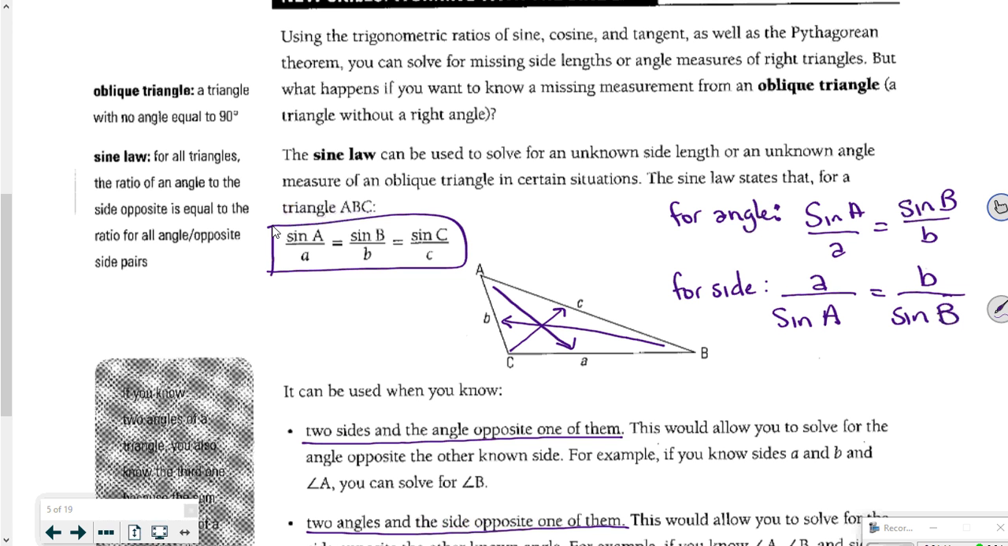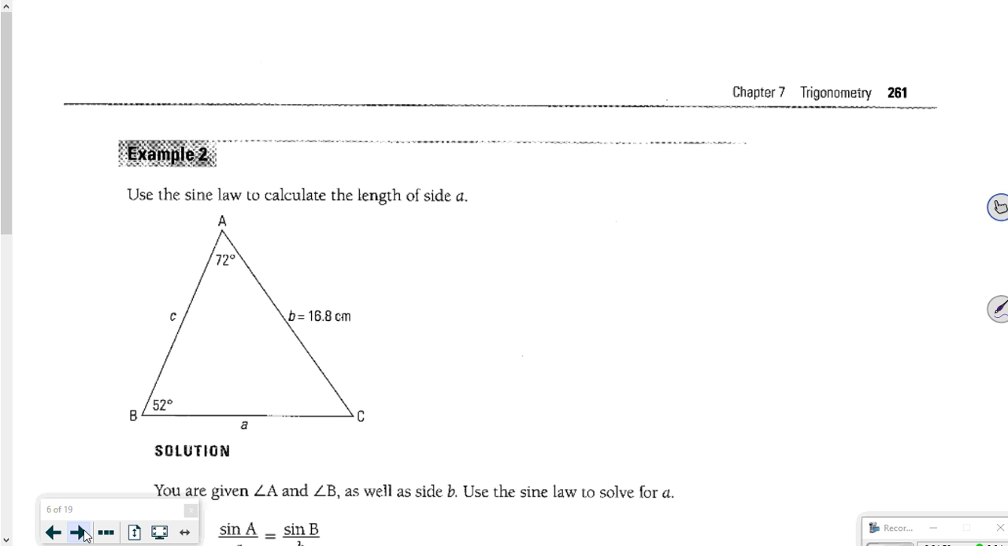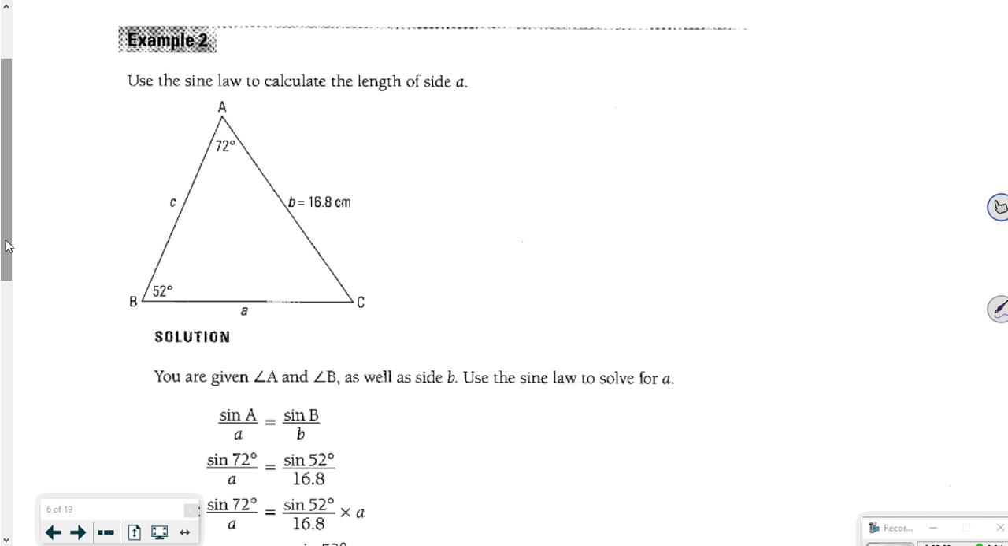Okay? And we only ever use two at a time, so we're just going to write the two fractions. So to use this, it says use the sine law to calculate the length of side A. To know if we can use the sine law or not, we first have to check if this is a right triangle. It obviously isn't. The only time it's going to be a right triangle is if it has that little right angle box in one of the angles. This is not.